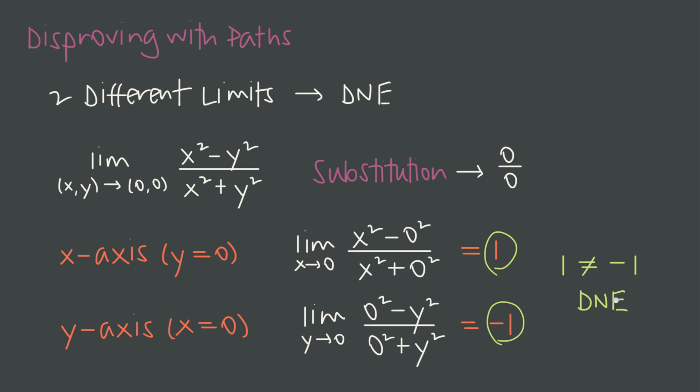It doesn't matter if we can find many other paths that have a limit of positive 1, or many other paths that have a limit of negative 1. Even if we test a million different paths, and they all have the same limit, except for one path which has a different value for the limit, then because we get 2 different limits along 2 different paths, we know right away that the limit does not exist.